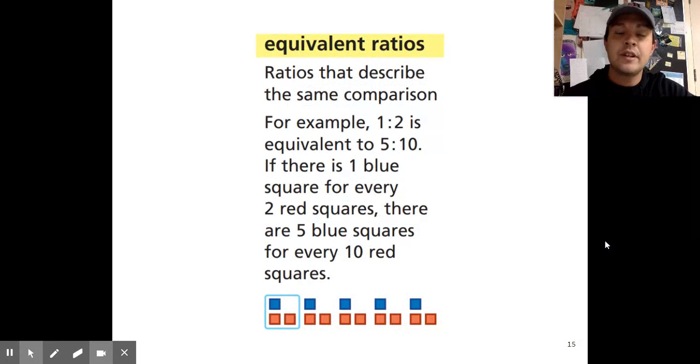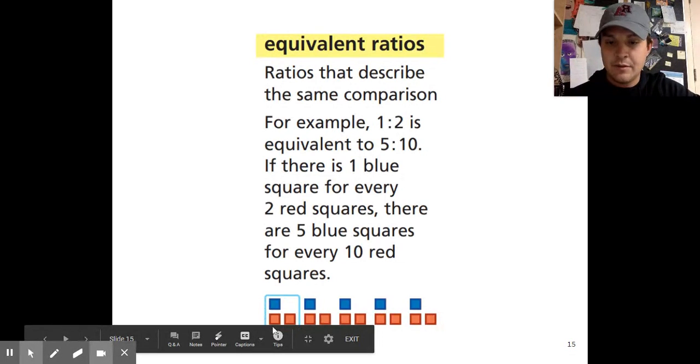So equivalent ratios are ratios that describe the same comparison. For example, 1 to 2 is equivalent to 5 to 10. If there's 1 blue square for every 2 red squares, then there are 5 blue squares for every 10 red squares. And this image shows this really clearly. The ratio 1 to 2 is equivalent to the ratio of 5 to 10.